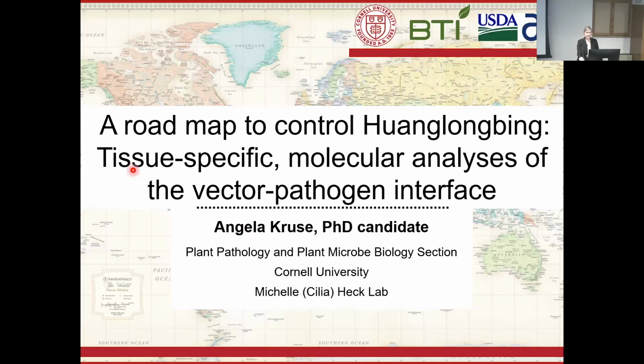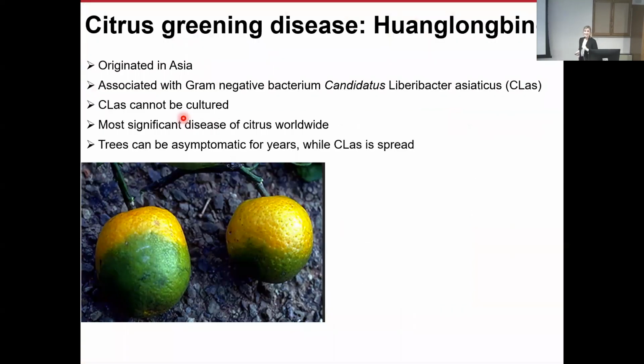So the disease that I'm going to be telling you about today is citrus greening disease, which is also known as Huanglongbing. This disease originated in Asia, and it's associated with the gram-negative bacterium Candidatus Liberibacter asiaticus. And for the purposes of this talk, I'm going to be calling that CLas.